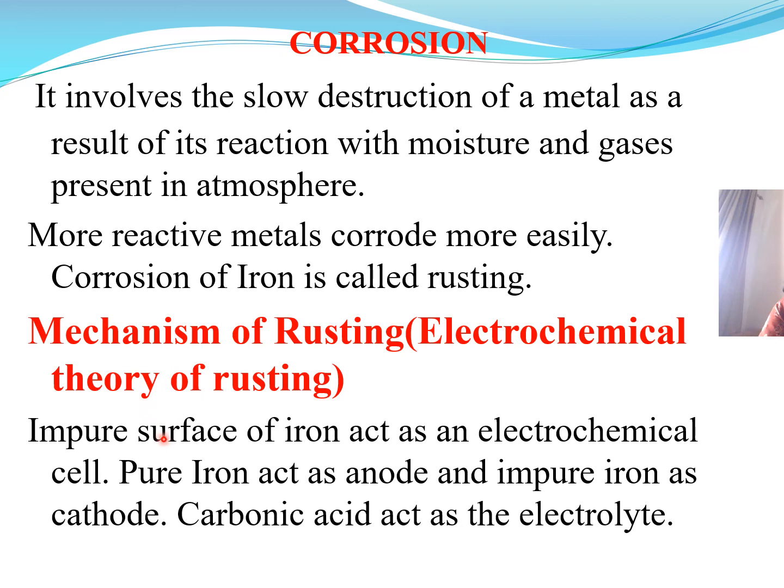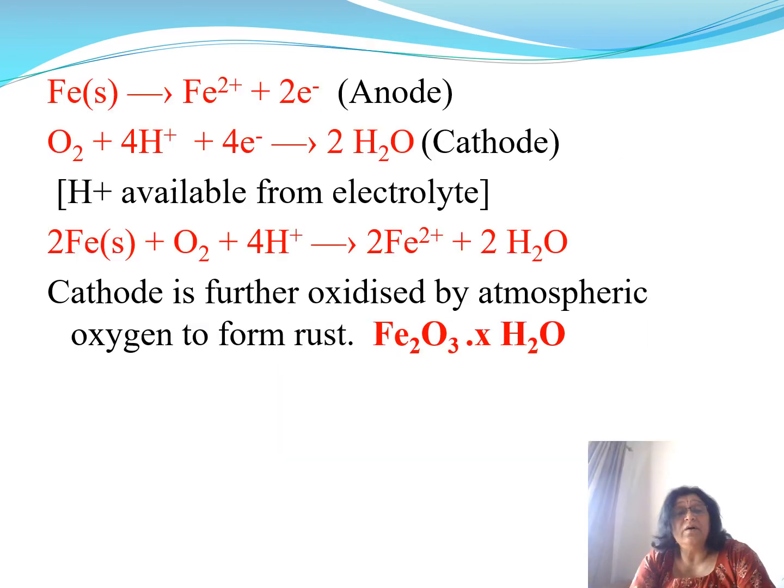Okay, so mechanism of rusting. Impure surface of iron acts as an electrochemical cell. Pure iron acts as anode. Impure acts as cathode. Carbonic acid acts as an electrolyte. Okay. Now, what's the reaction?